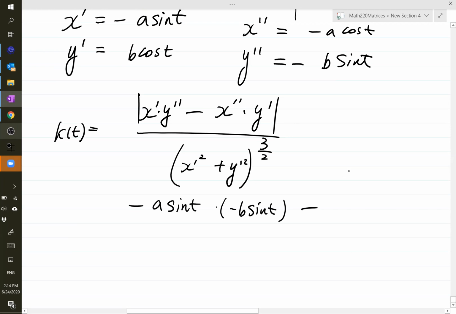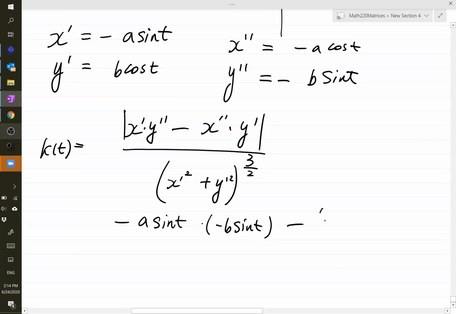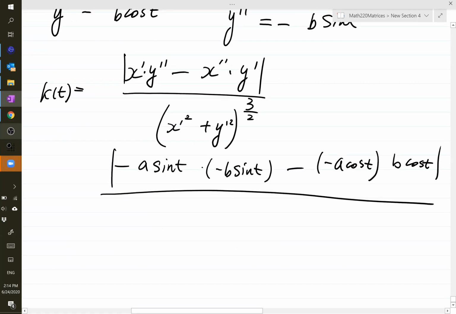Minus x second derivative, so this will be negative a cosine t. Now y first derivative, b cosine t, absolute value, over a squared sine squared t plus b squared cosine squared t to the power 3 over 2.